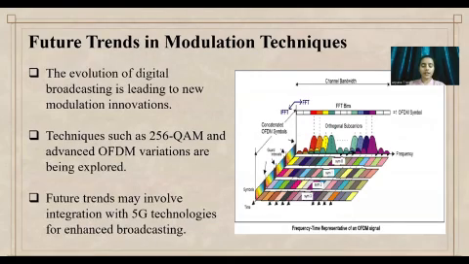Future trends in modulation techniques. The evolution of digital broadcasting is leading to new modulation innovations. Techniques such as 256 QAM and advanced OFDM variations are being explored, and also 16 QAM. Future trends may involve integration with 5G technologies for enhanced broadcasting.